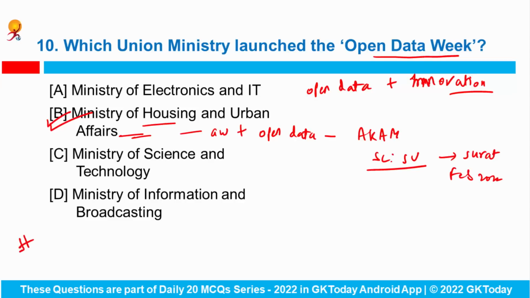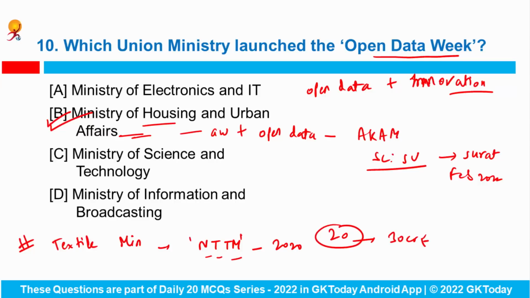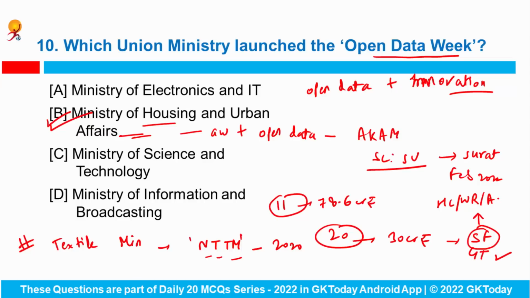Then apart from it, the Union Textile Ministry launched the National Technical Textile Mission in the year 2020, and recently the Textile Ministry has cleared 20 strategic projects worth 30 crore rupees in the areas of specialty fibers and geotextiles under the mission. The specialty fiber projects approved include projects in healthcare, industrial and protective, waste recycling and agriculture. Earlier, 11 research projects worth 78.6 crore rupees were cleared by the Ministry of Textiles on 26th of March 2021.